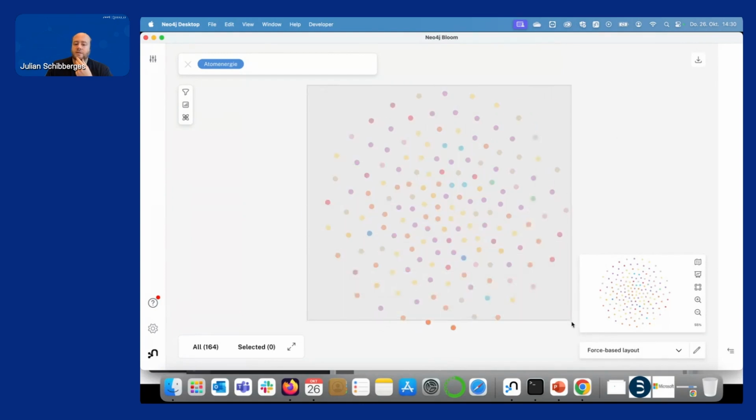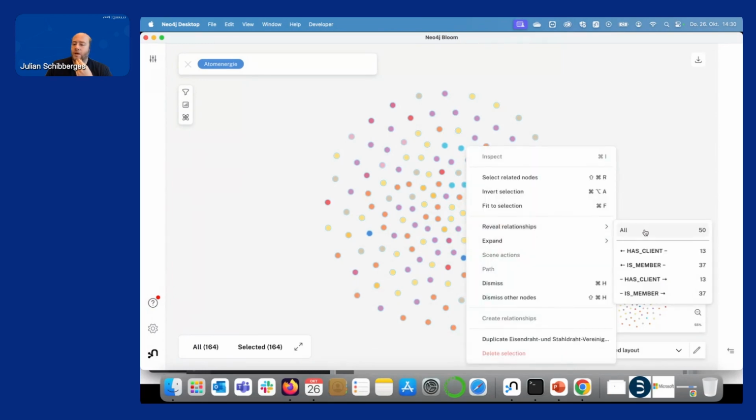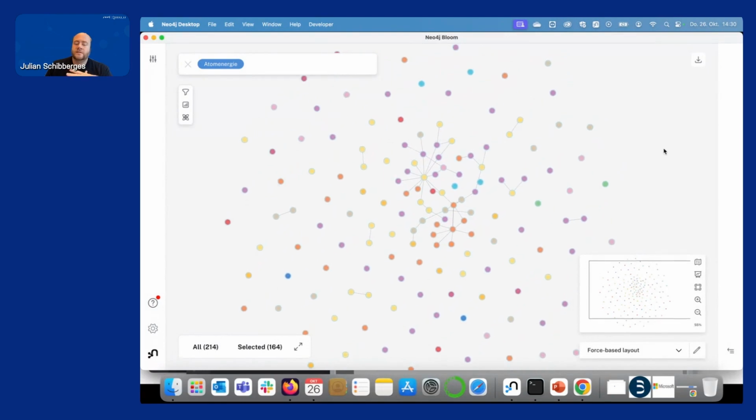Maybe I misclicked. Give me one more second. Yeah, and I'm just going to reveal all relationships. And right away, what we see is that there are a lot of lobbyists that are not connected to other lobbyists that are interested in the topic. But we do actually see two clusters of lobbyists that are densely connected.